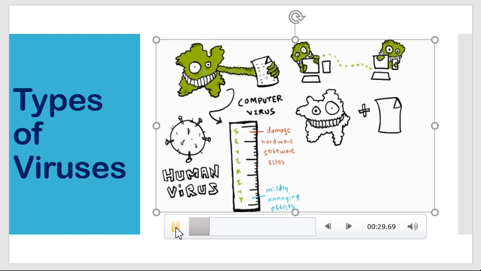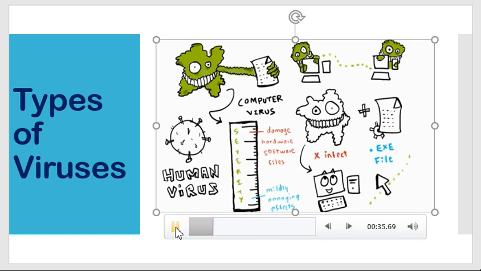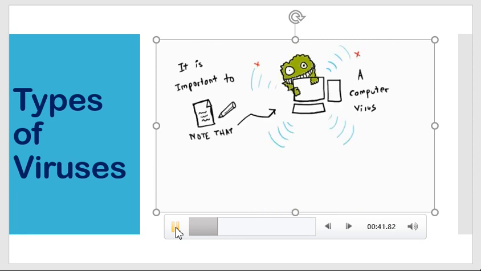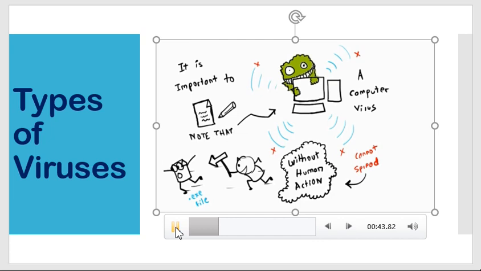Almost all viruses are attached to an executable file, which means the virus may exist on your computer, but it actually cannot infect your computer unless you run or open the malicious program. It is important to note that a virus cannot spread without a human action, such as running the infected program.